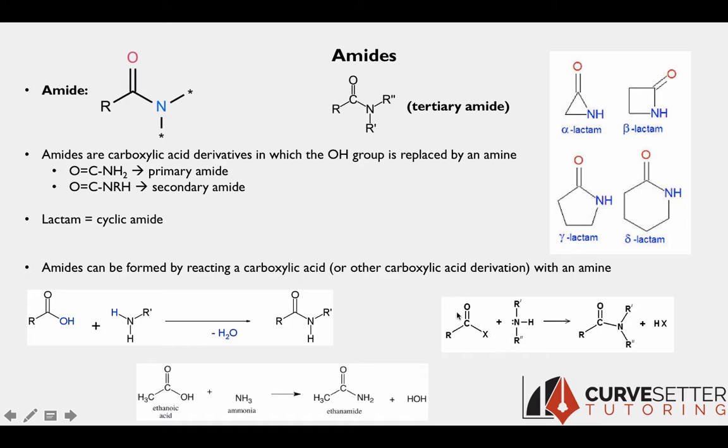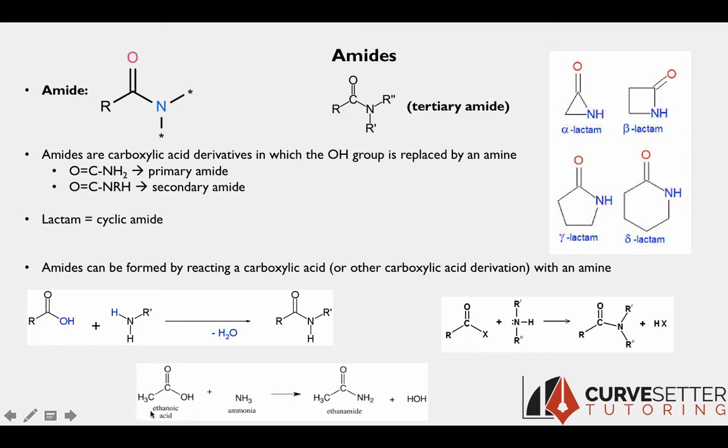Here, what you see is a carboxylic acid derivative, so this X could be chlorine, for example. It could be some other atom that is not OH, that's not a hydroxyl group. But reacting that with a secondary amine, what you end up with is a tertiary amide. So the hydrogen leaves as well as this X is a leaving group.